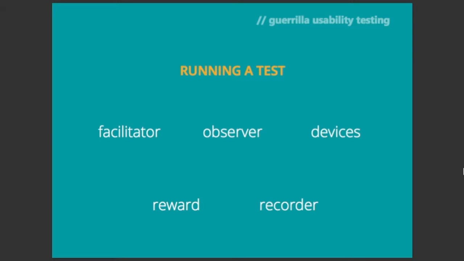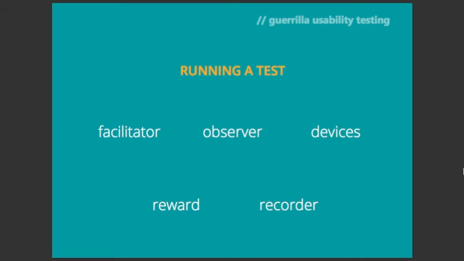So to run a test, let's be practical. You need these 5 things. A facilitator, that is a guy that asks the questions, can be anyone that can read and basically can listen. An observer, that can be a guy that stands and observes all the situation, all the facial expressions, movement, the interaction of the people with your application or website or anything it is.